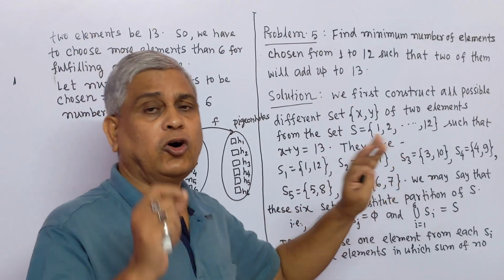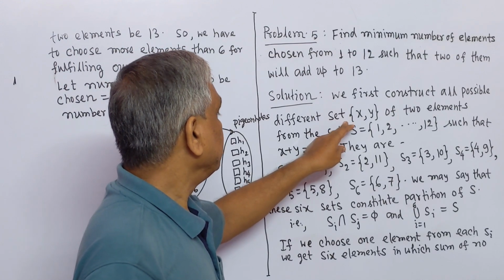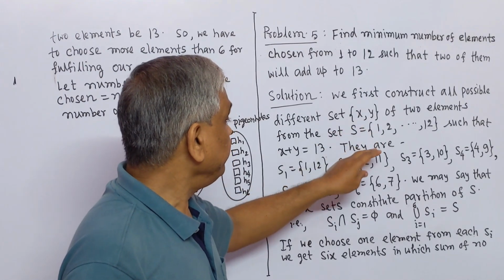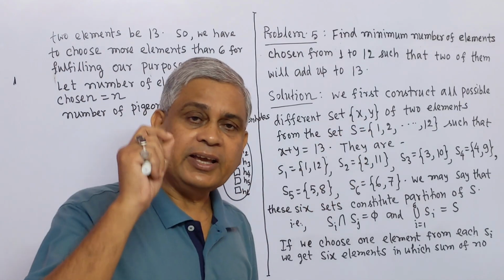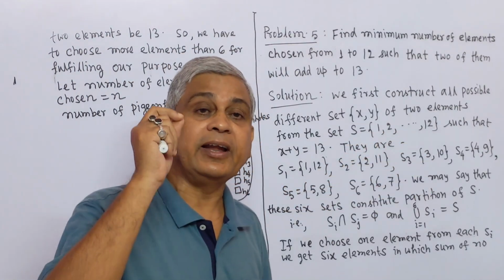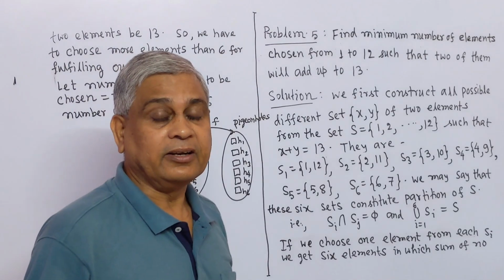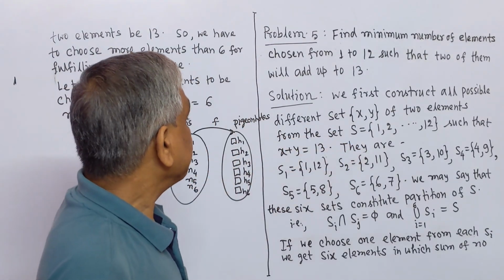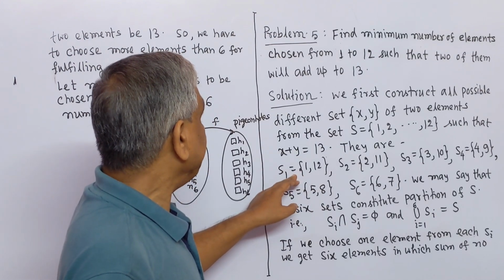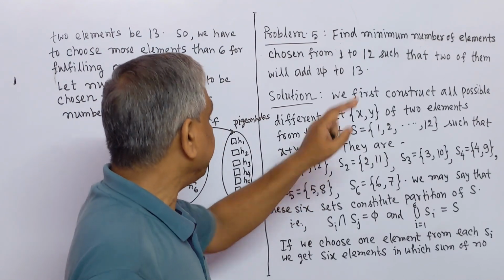Firstly, we construct all possible sets of the type a set containing 2 elements x and y. These elements are chosen from this set S. S contains elements 1, 2, 3, 4, 5, 6, 7, 8, 9, 10, 11, 12 such that x plus y equal to 13. Then such type of sets may be formed as S1. S1 equal to a set containing elements 1 and 12. 1 plus 12 equal to 13.